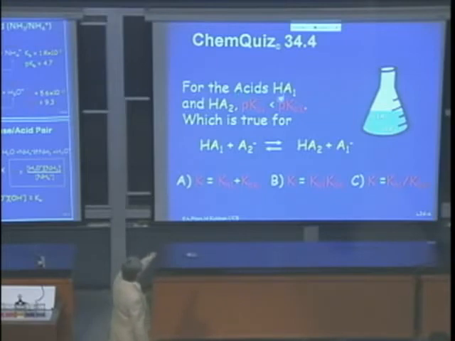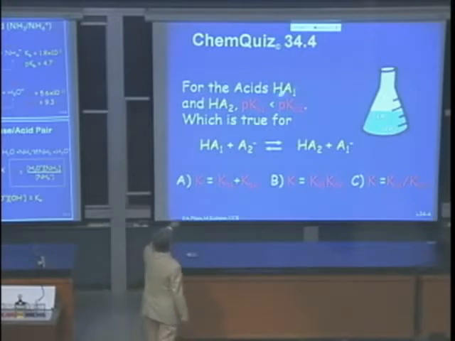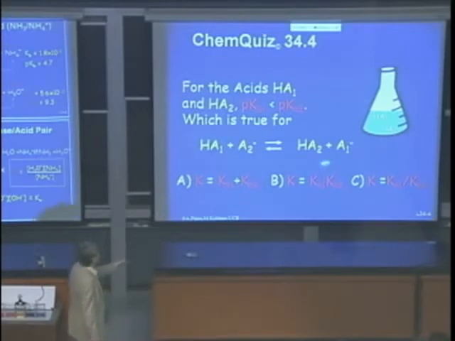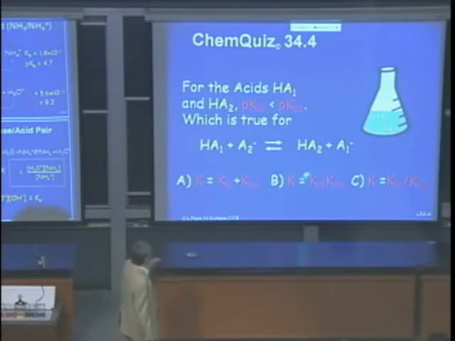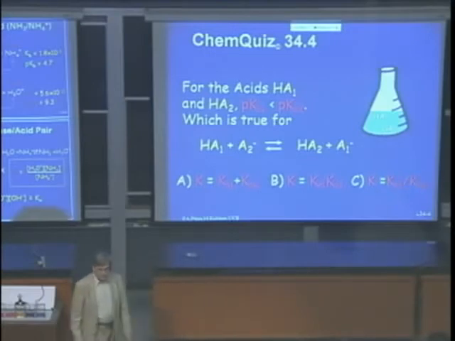We have, again, acid 1 and acid 2, and pKa1 is smaller than pKa2, the same as what we just had. Now I have this equilibrium here. What is the K for this equilibrium? Is it A, Ka1 plus Ka2 is K, or B, K is Ka1 times Ka2, or C, K is Ka1 divided by Ka2? Why don't you think about this and give me your answer, please?